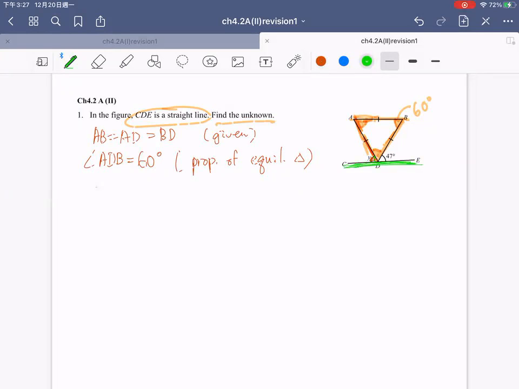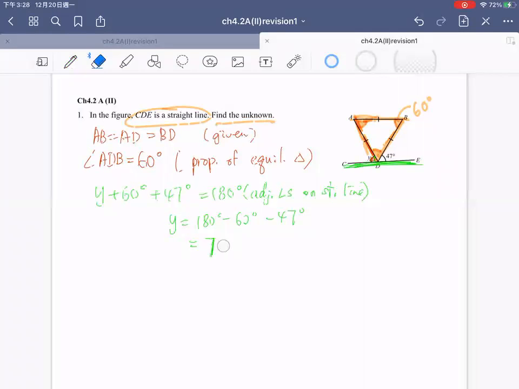a straight line, y plus 60 degrees plus 47 degrees is 180 degrees. Reason: adjacent angles on straight line. So y is 180 minus 60 minus 47. Okay, so the answer is 73 degrees. Okay.